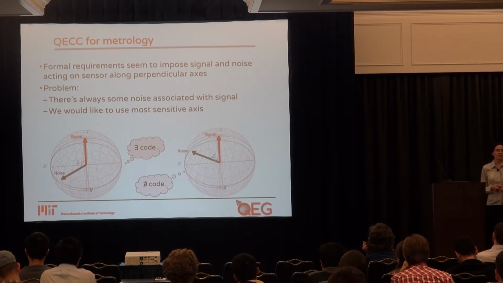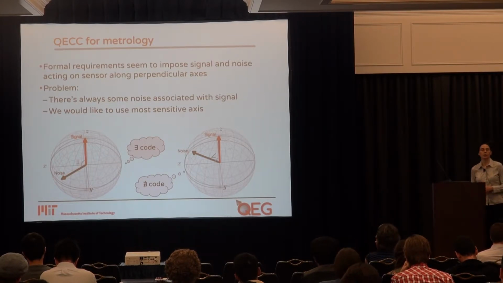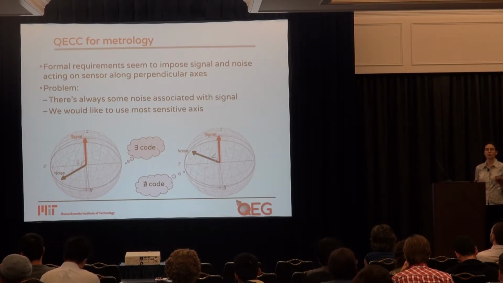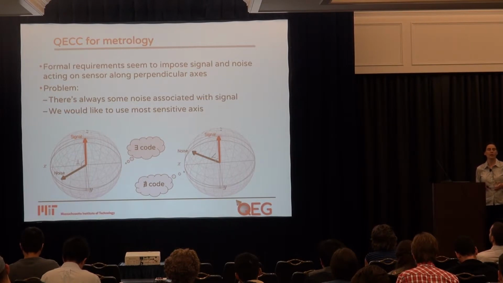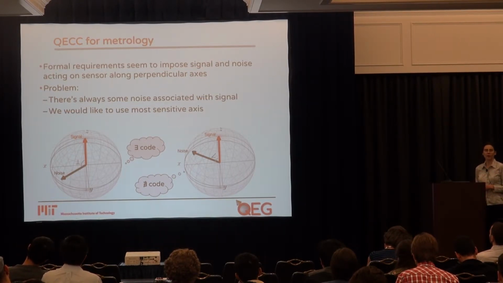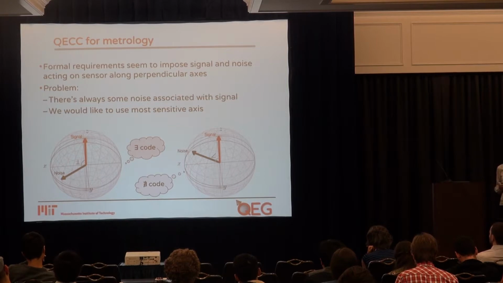The problem here is that for a single qubit sensor, this really reduces down to what I explained before. What you want in the end is a signal which is along one axis, while your noise is around a perpendicular axis. But this is not the most common scenario when you consider a practical experiment.